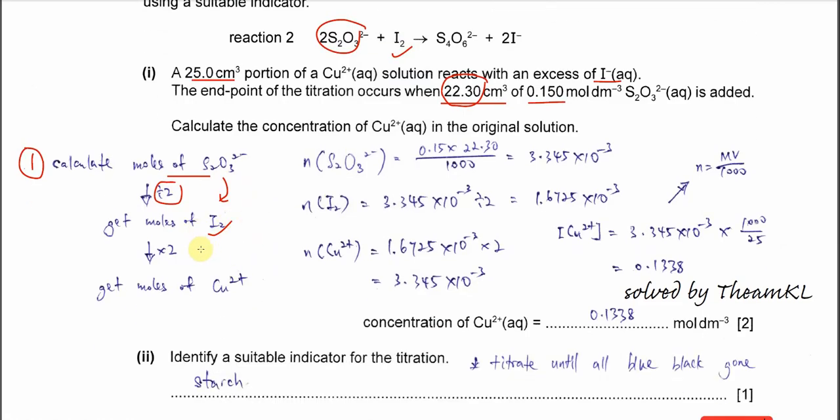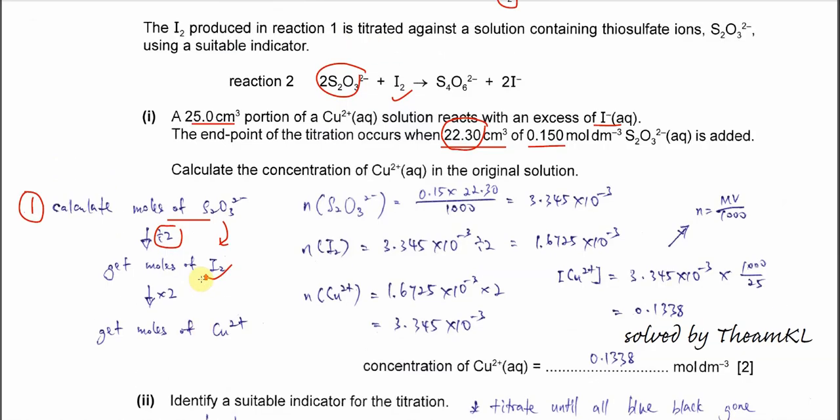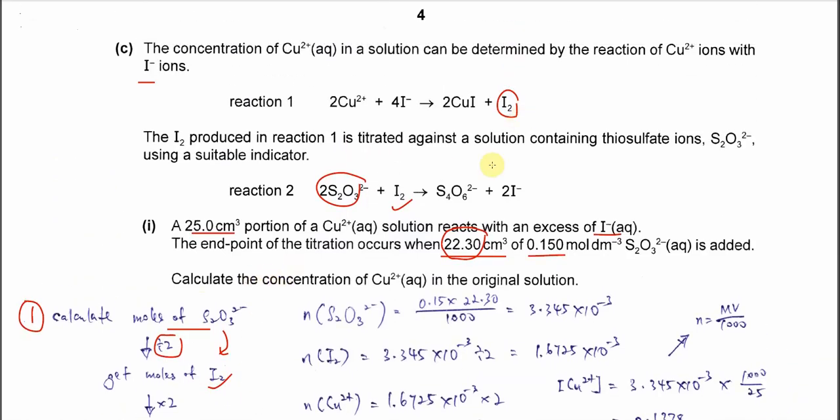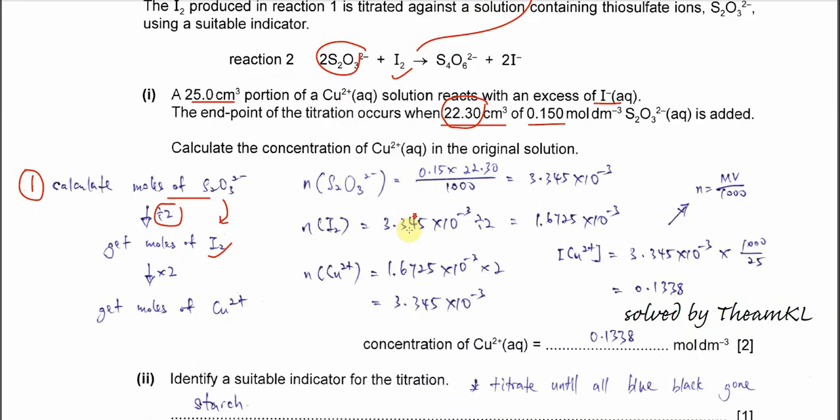Then use this mole of iodine to get the moles of copper 2. So the moles of iodine is here. Once you get it, compare with copper 2. So copper 2 and iodine is 2:1. That's why here you need to times 2 to get the moles of copper 2. So the moles of copper 2 therefore is what you get here times 2.